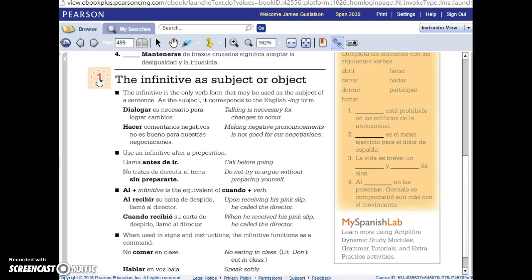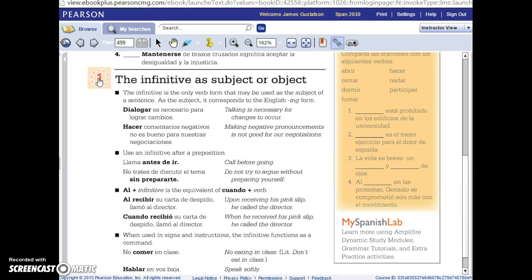Hacer comentarios negativos no es bueno para nuestras negociaciones. So, hacer, right? But in English we would say making, we would use the ing form. Making negative pronouncements is not good for our negotiations. In Spanish, they would use the infinitive form.